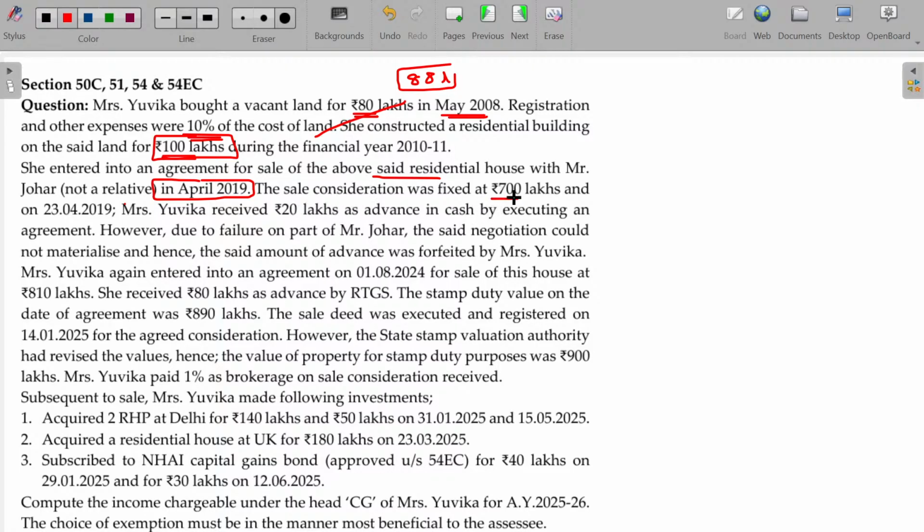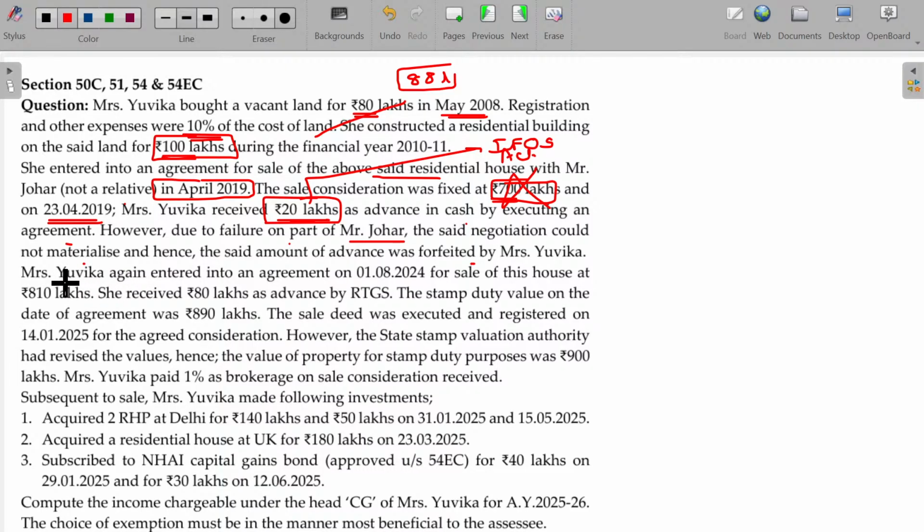Now, the sale consideration being 700 lakhs actual, and on 23/4/2019, Mrs. Yuvika received 20 lakhs as an advance in cash by executing an agreement. However, due to failure on part of Mr. Johar, the said negotiation could not be materialized, and hence the said amount of advance was forfeited by Mrs. Yuvika. So then automatically, you forget about all these things, only this 20 lakhs is considered as income from other sources. Right.